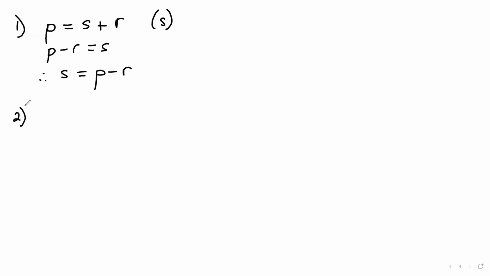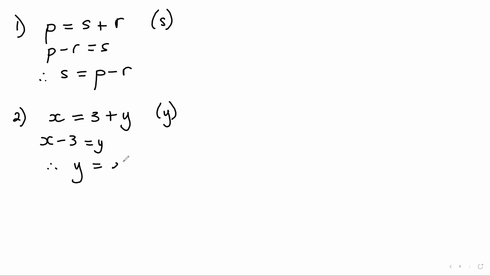Matt, what about if I had X is equal to 3 plus Y, and I wanted to make Y the subject? Y equals X minus 3. That's correct, because I'll move 3 to the other side, so it'll become X minus 3 is equal to Y, and then just writing this over, Y is equal to X minus 3.